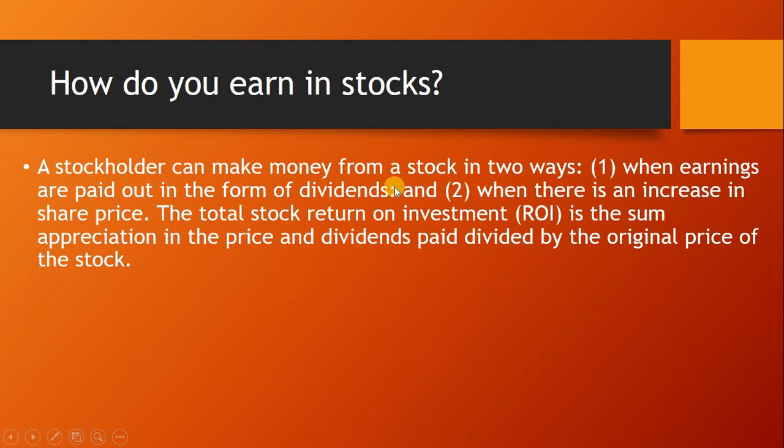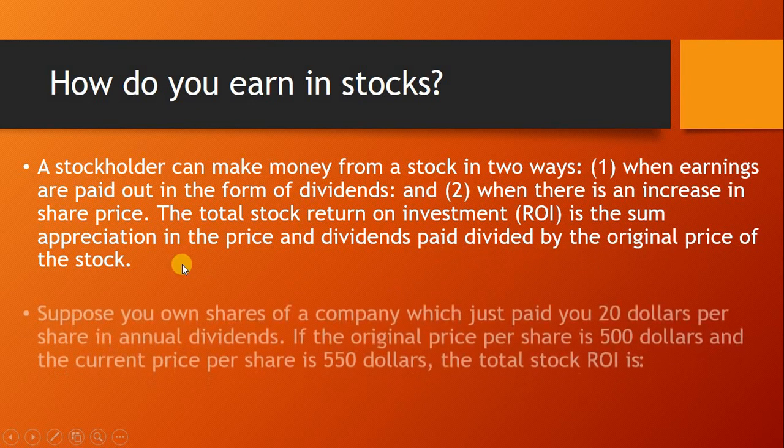A stockholder can make money from a stock in two ways. One, when earnings are paid out in the form of dividends. And two, when there is an increase in share price. In my example, both Larry Page and Sergey Brin earn from the increase of the share price. The total stock return on investment is the sum of appreciation in the price and dividends paid divided by the original price of the stock.